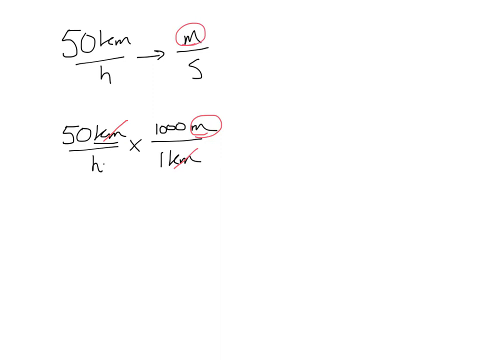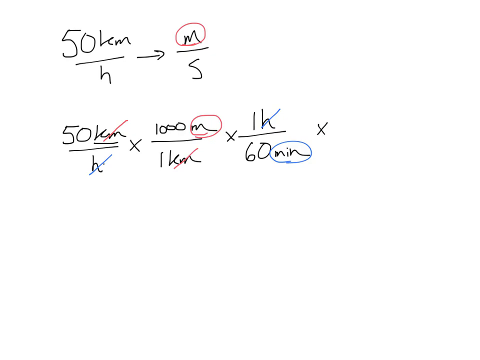We've got to do the same thing with the hours in the bottom. We want to convert those into seconds. So I'm going to remember again that in 1 hour there are 60 minutes. And look what happens. Again, the hours in the bottom of the fraction cancel with the hours in the top, and now we're left with meters per minute. But that's not exactly what we're looking for. We're not looking for meters per minute. We want meters per second. So we have to take this one step farther.